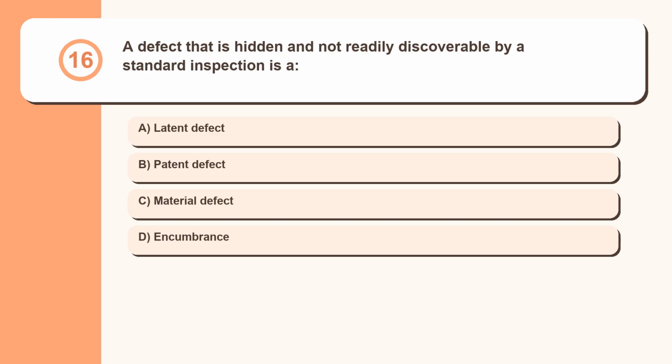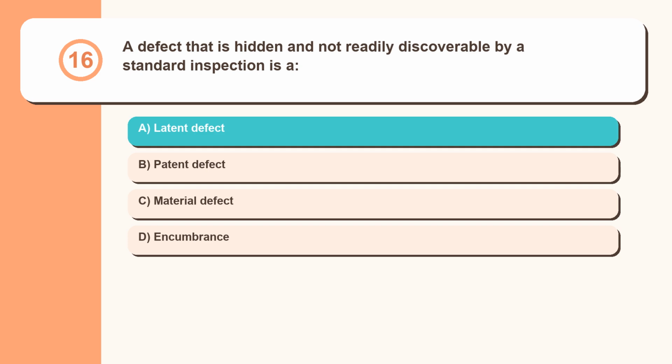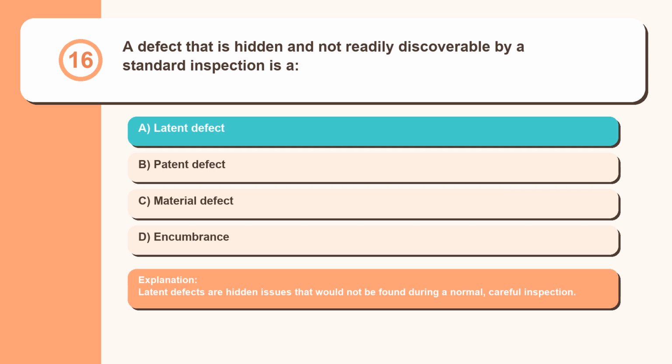Question 16. A defect that is hidden and not readily discoverable by a standard inspection is a latent defect, patent defect, material defect, encumbrance. Latent defects are hidden issues that would not be found during a normal, careful inspection.